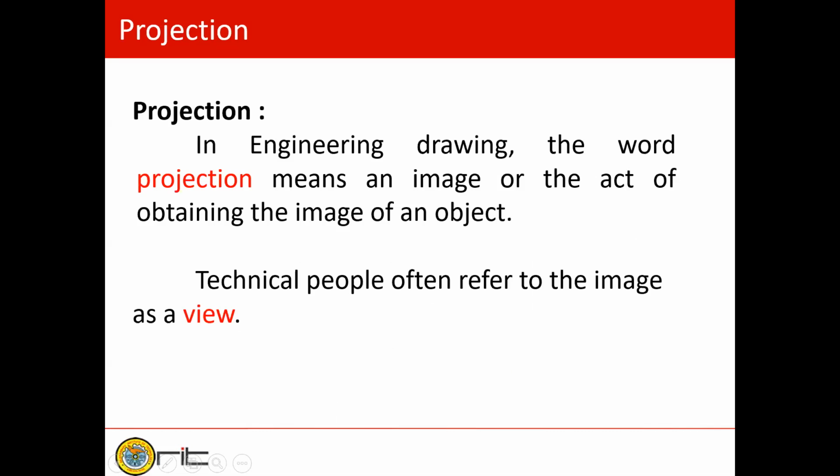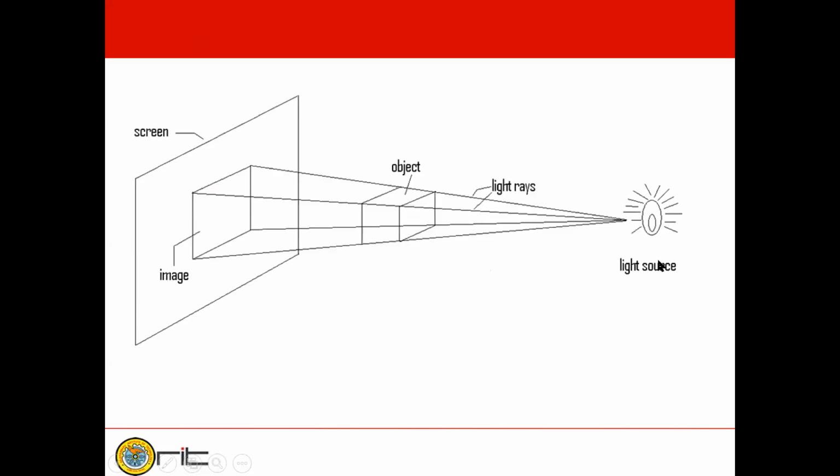So what is meant by projection? Everybody knows that. In engineering drawing, the word projection means the act of obtaining the image of an object, and technical people often refer to that image as a view. This is the best example: a light source, the object, and the screen. The light source is called the observer, then the object, and the screen is called a plane. The image observed on the screen would be your view.